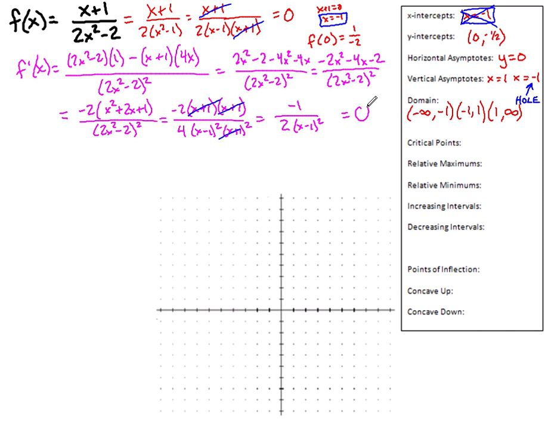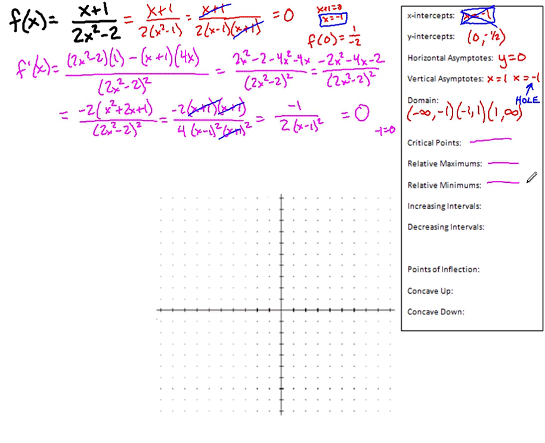So now, after all that work, to find the critical points, I set that guy equal to 0. That means that I set the top equal to 0. Well, when does negative 1 ever equal 0? It never does. So I cannot have a critical point. That means I can't have a relative min, I can't have a relative max, either way.